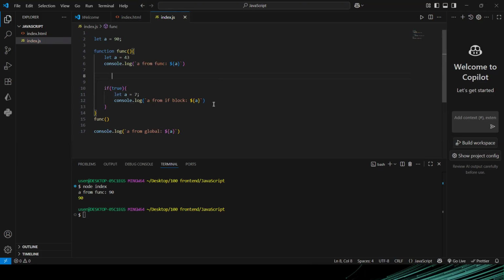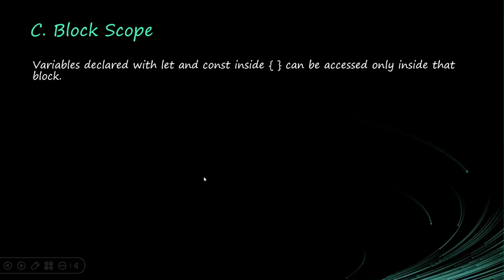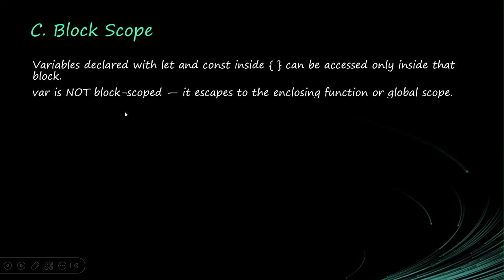So if I save and run this code, you see, we get A from func, all right, and we got A from the if block, and we got A from the global scope. So var is not block scoped. Of course, don't even use var. We just keep bringing this into your notice. Just forget about using var. I think I will stop talking about the var keyword anymore.